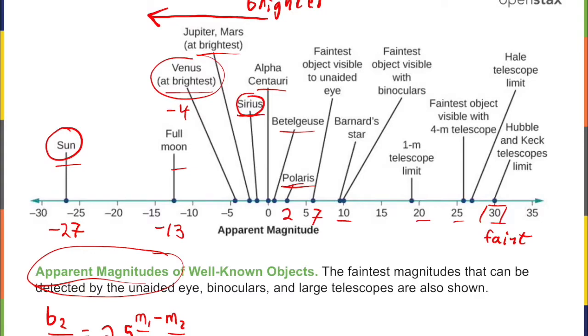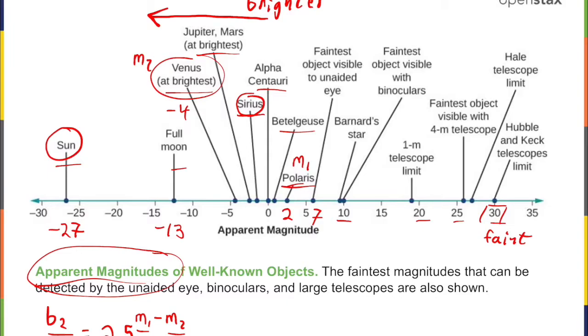So we want Venus to be M2. The reason for that is because we want to find this ratio here with Venus on the top, because that will tell us how much brighter Venus is, all right? And then we're going to define Polaris as M1. So M2 for Venus, M1 for Polaris, specifically Venus at its brightest, right? Okay, and then 2.5 is obviously just numbers.